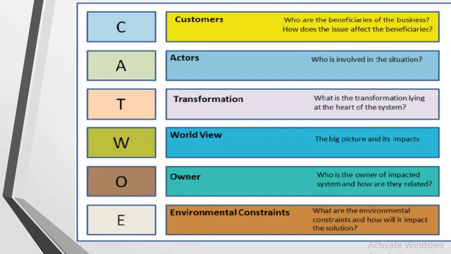In CATWOE, the clients or the customers are the recipients of the outputs from the business system. They are the ultimate beneficiaries of the product or the services that you are producing, and how those affect your beneficiaries. Then actors are those who are involved in the situation, the roles that they perform, the business system processes, and all those stakeholders that have interest in your business and are playing their part in it.